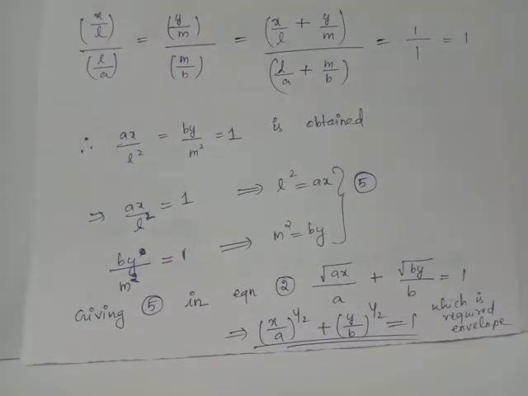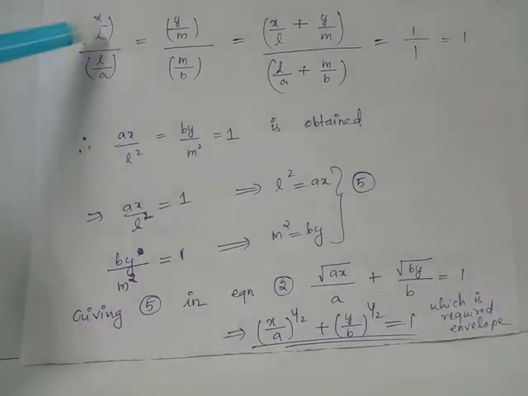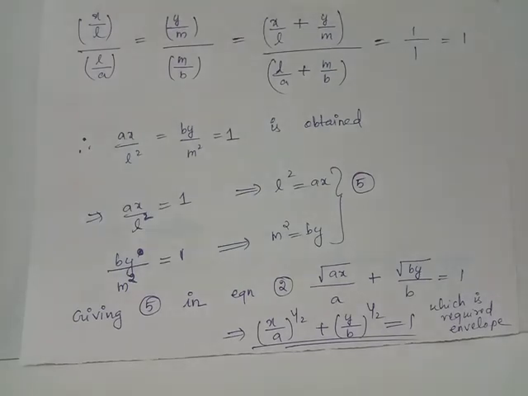We have by equation 1, x by l plus y by m equals 1, and by equation 2, l by a plus m by b equals 1. Thus all these three equivalent ratios can be equated to 1. This ratio is equivalent to ax by l square and this ratio is equivalent to by by m square, and both these expressions can be equated to 1, from which we will get l square equals ax and m square equals by. Let us call these relations equation 5.